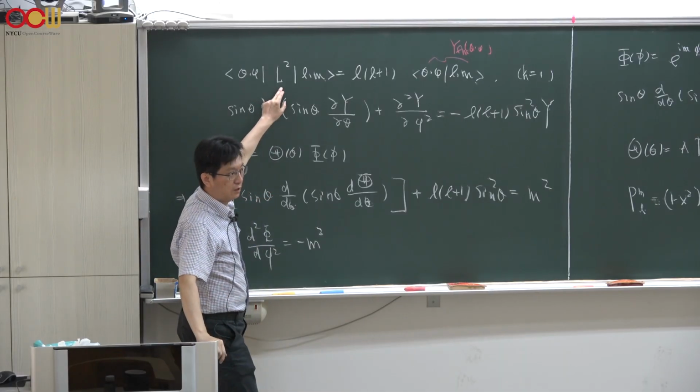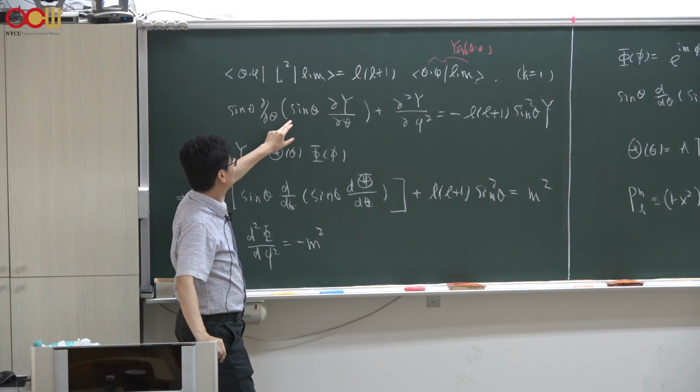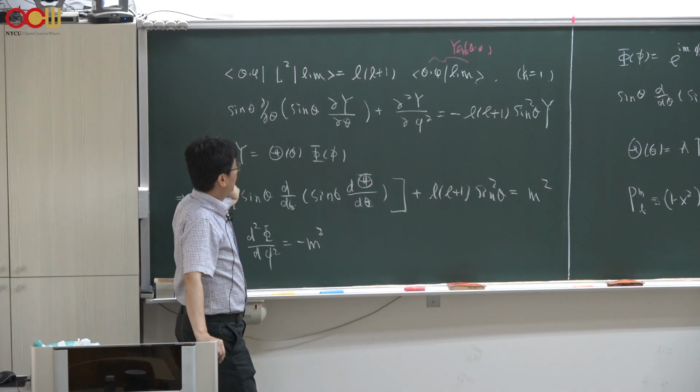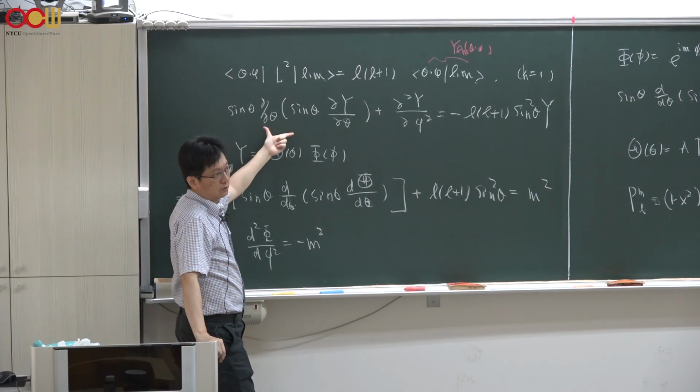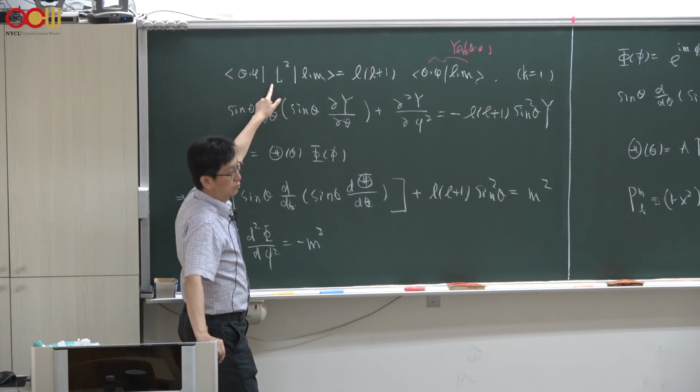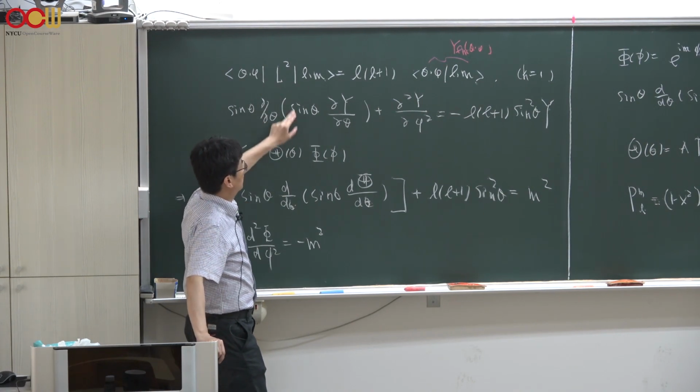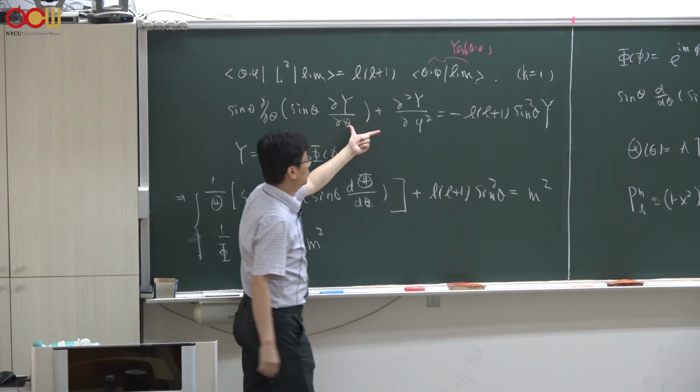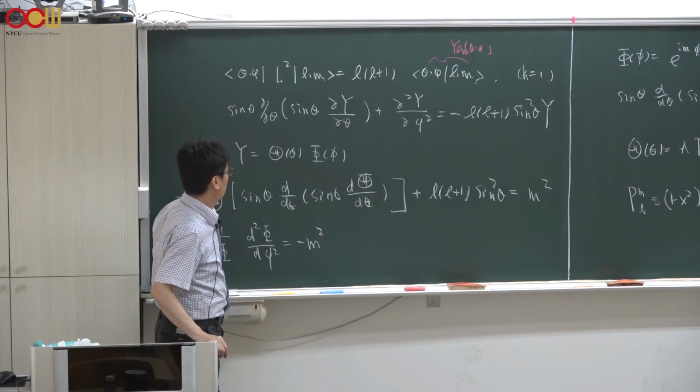On the left side, I simply plug in this L squared operator in terms of theta and phi. We already derived this L squared. So then you simply relate the two sides of the equation, and this is the differential equation for YLM.